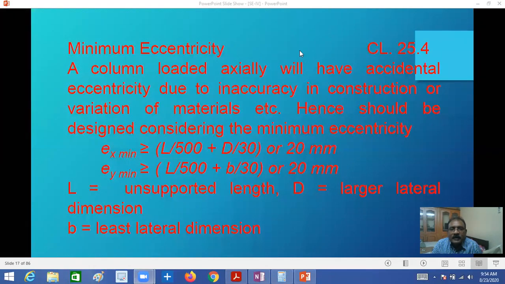Minimum eccentricity is one of the important considerations in design. So you must remember this design consideration, that is Ex minimum eccentricity equal to unsupported length by 500 plus D or B by 30, and the eccentricity should not be greater than this value or 20 mm. If it is more than 20 mm, you have to design again for axial or biaxial bending moment column.